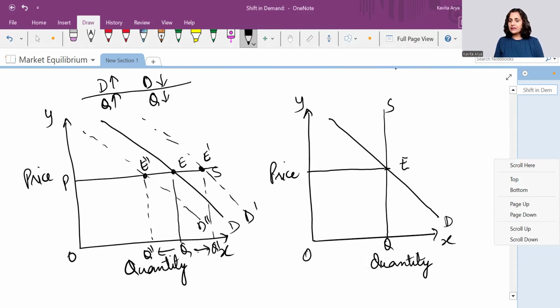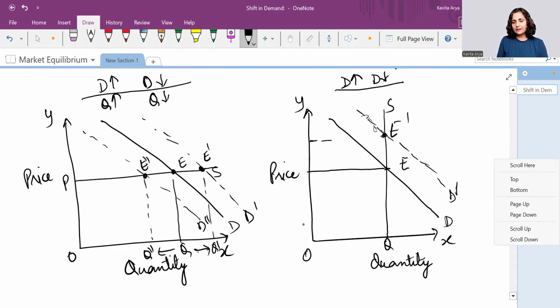If the given condition is, in this case, an increase in demand or a fall in demand, a decrease in demand, right? So how do we go about it? Now, increase means the rightward shift, decrease means the leftward shift. So the increase is this rightward, right? So this is my D dash and this is going to be my equilibrium. So this is my E dash and my result is there is a rise in the price from P to P dash.